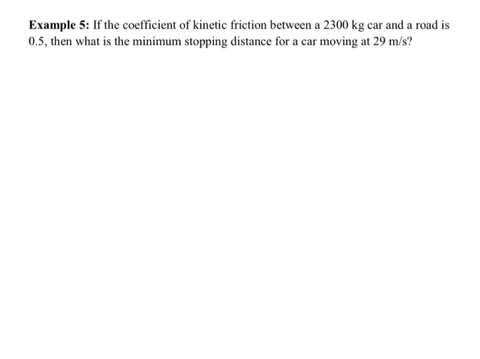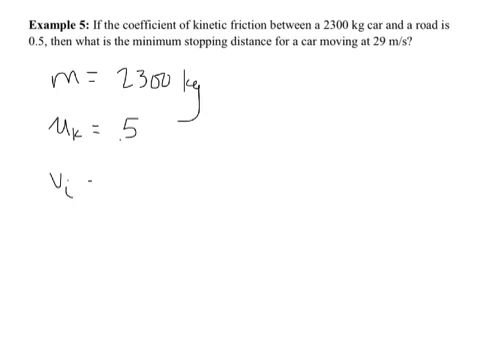So what are our givens for this? What are our givens, Maria? Mu k equals 0.5, m equals 2300 kilograms, Vi equals 29 meters per second, and Vf equals 0. Well done. Okay, and what are we looking for? The minimum distance, so x. Okay, we're looking for this x value here.